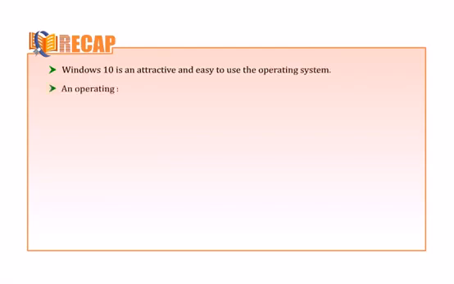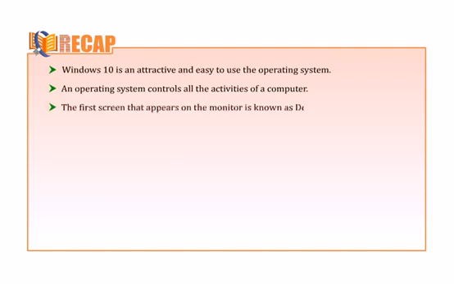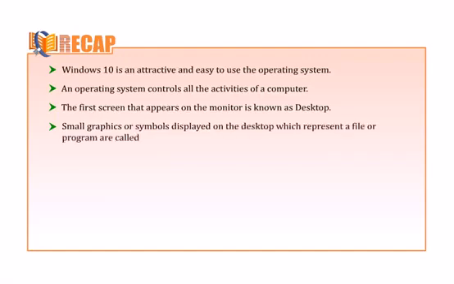Okay, students, let us take a recap of this chapter. Windows 10 is an attractive and easy-to-use operating system. An operating system controls all the activities of a computer. The first screen that appears on the monitor is known as desktop. Small graphics or symbols displayed on the desktop which represent a file or program are called icons.